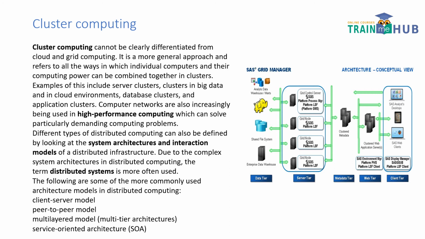Different types of distributed computing can also be defined by looking at the system architectures and interaction models of a distributed infrastructure. Due to the complex system architectures in distributed computing, the term distributed systems is more often used. The following are some of the more commonly used architecture models in distributed computing: client-server model, peer-to-peer model, multi-layered model, multi-tier architectures, service-oriented architecture, SOA.